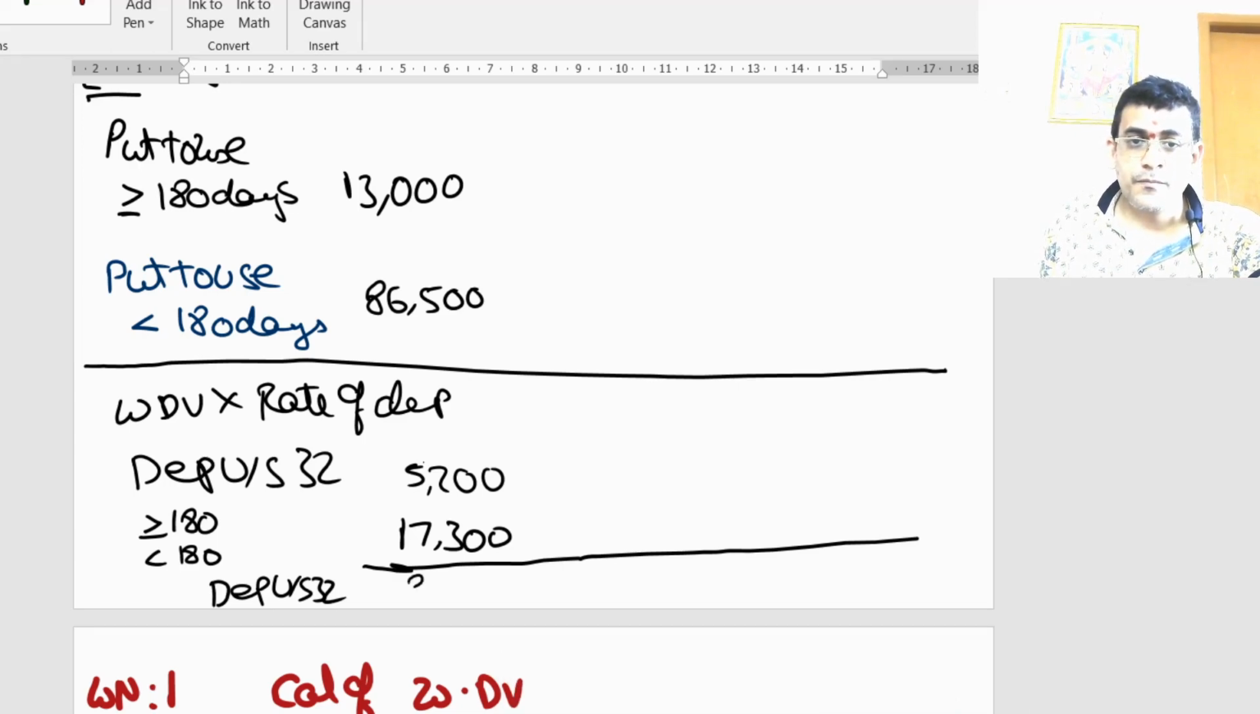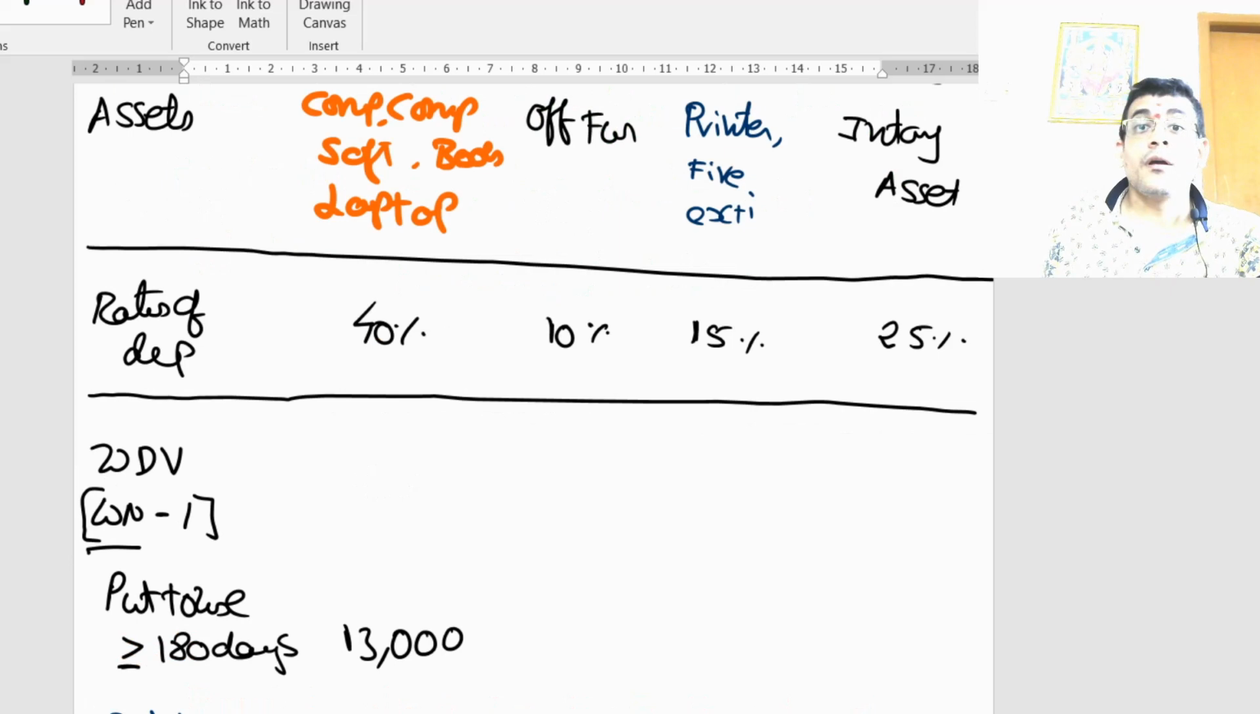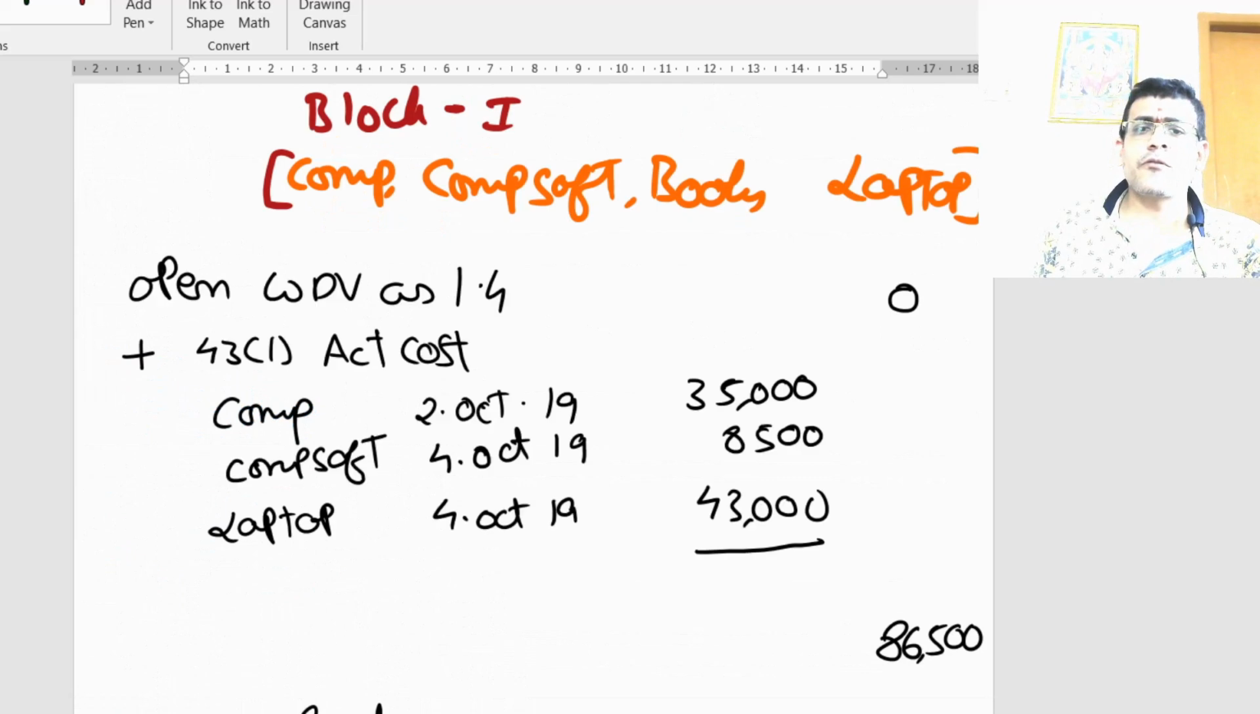So here you should take the depreciation of 22,500 in respect of block number 1. So that is the computation of your block number 1. Hope this is clear. I will explain the other block 2, and I want you to solve block 3 as well as block 4. Now let us calculate the WDV for your block number 2.